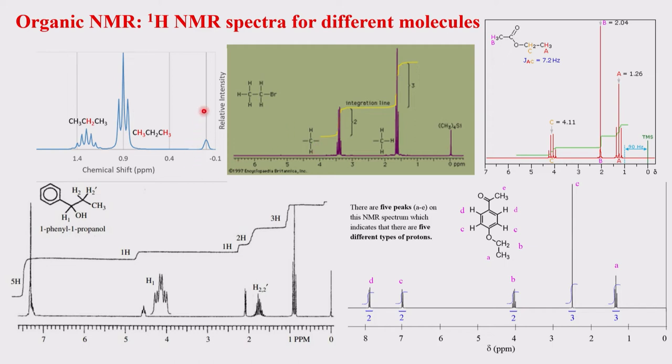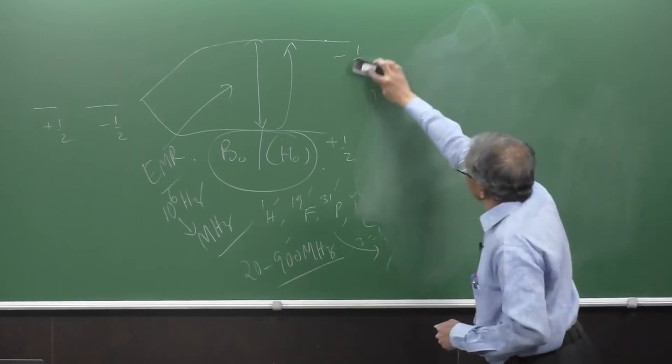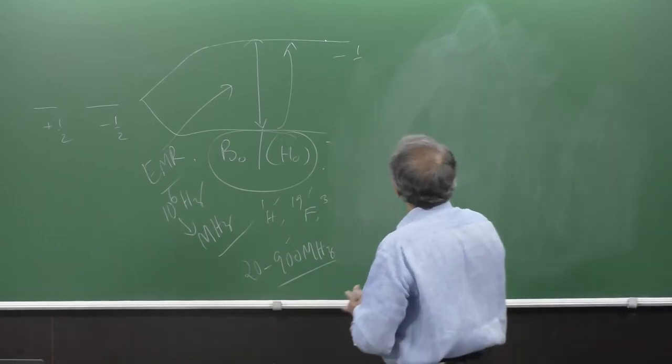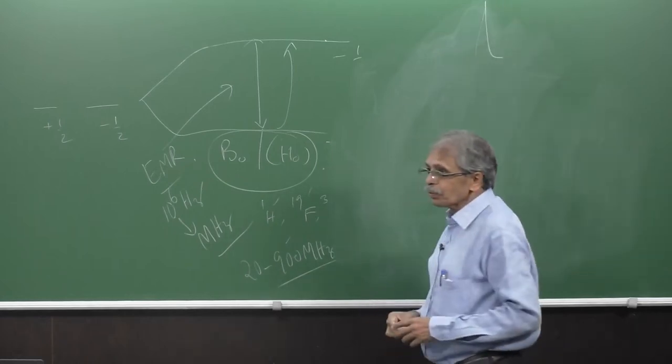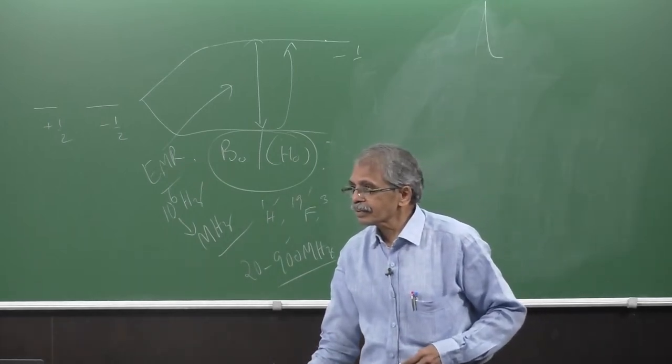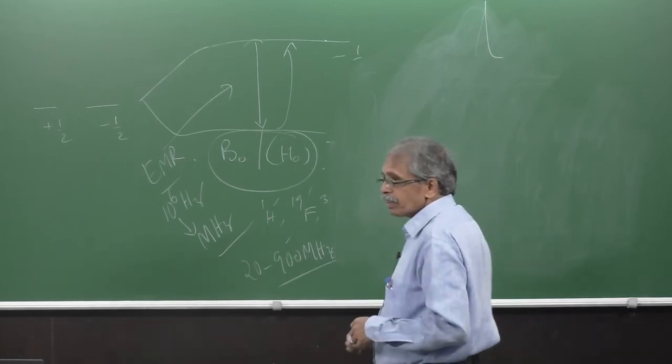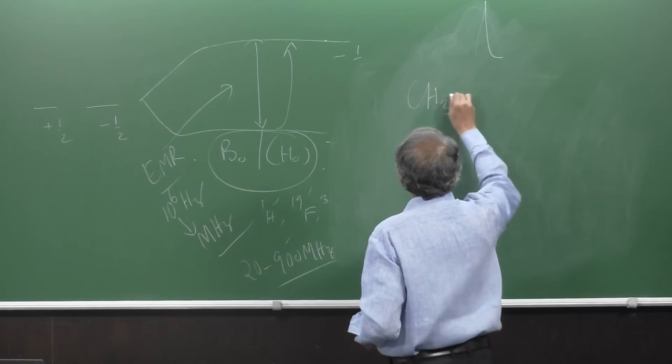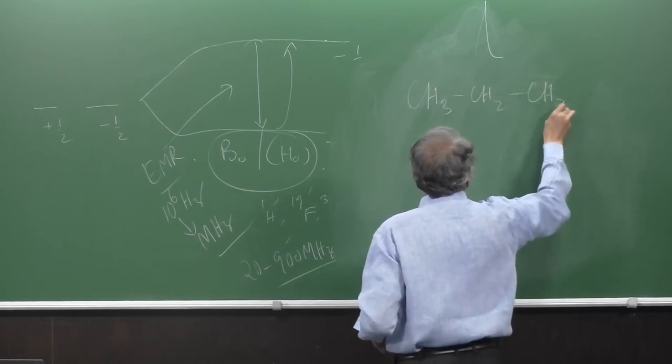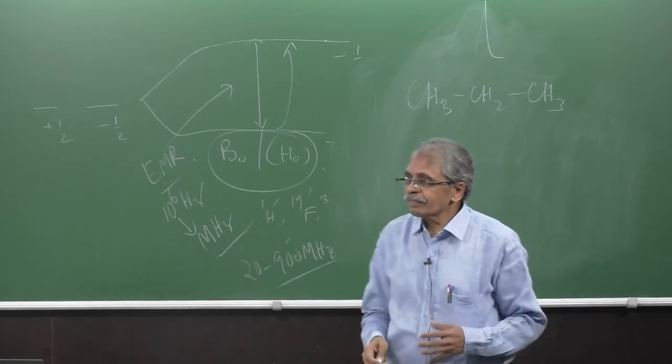Now this is your standard here, which you can call zero of the chemical shift. This molecule is propane, CH3CH2CH3. If all the hydrogens experience the same kind of field and nothing else is happening, then you should get only one single signal. But no, you don't get one single signal, you get different kinds of signals. That means something is happening among themselves: CH3, CH2, CH3. So what is happening?